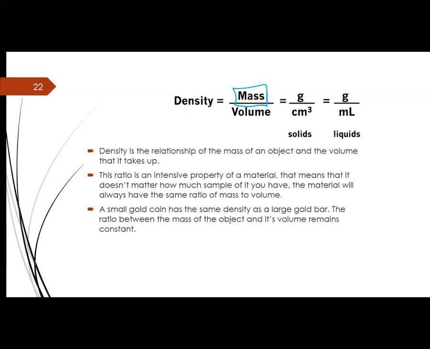So a small gold coin has the same density as a large gold coin. Those things stay the same because they are the same material, gold, and density is an intensive property of that gold. That's one way that people identify metals, by finding their density. If it's pure, or if it's all that pure metal, they can get an idea about which metal it is.